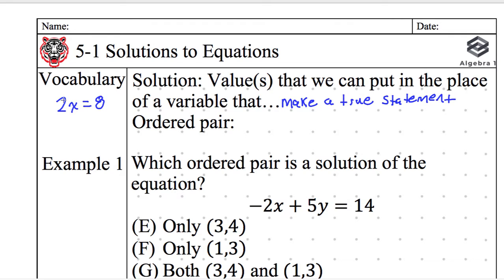Well, what is the solution to this? Well, the solution is 4, because if I plug in 4 here, 2 times 4 equals 8. That is a true statement. 8 equals 8. So just a little bit of review.